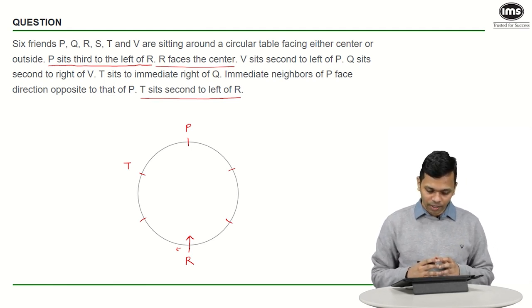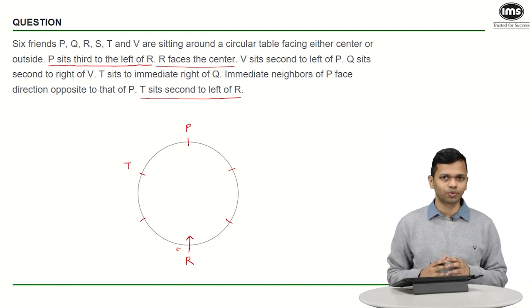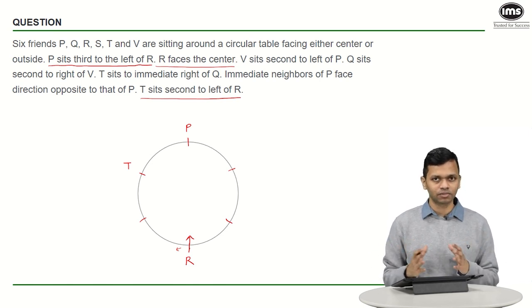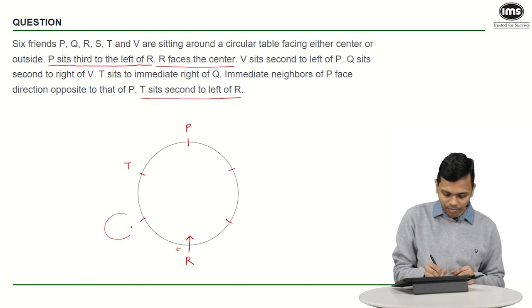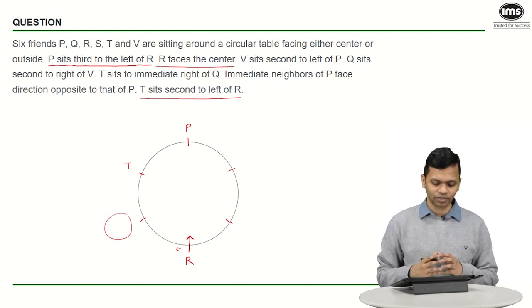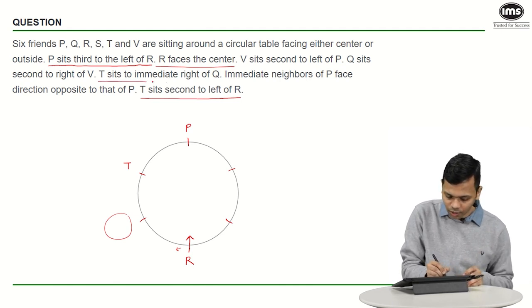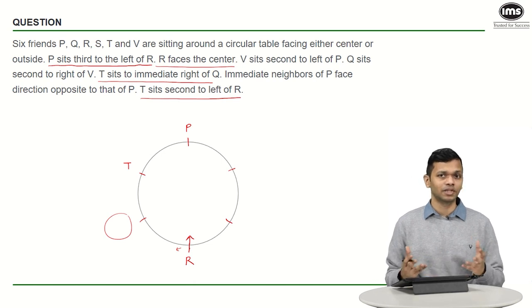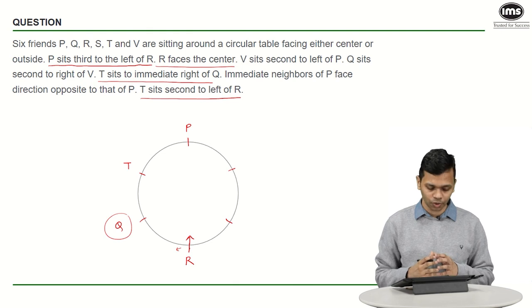Now what we get from here is the next thing as T sits to the immediate right of Q. Now if you look at T, it is protected on both the sides. On one side it has P, on the other side it has a vacant space, and then it has R after that. So if I want to put this relationship of T and Q in context, T sits to the immediate right of Q, meaning they are neighbors. I will have to place Q here. There is no other option for Q.